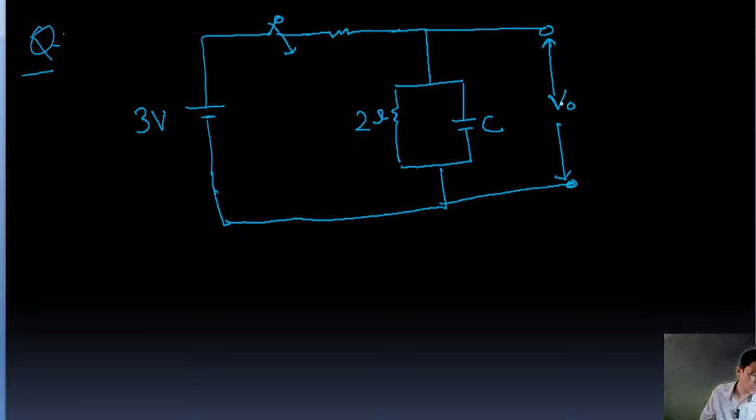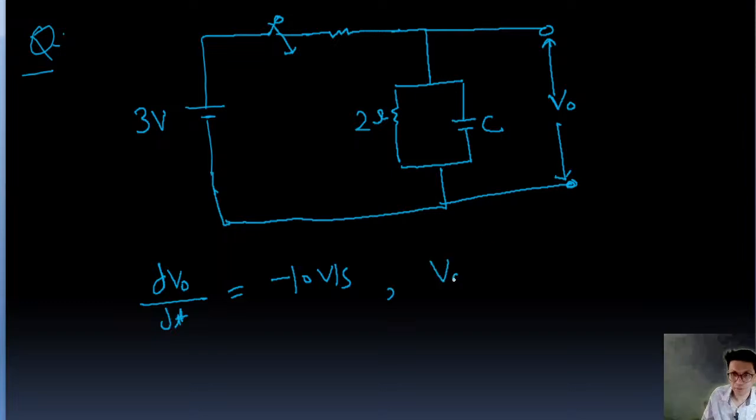Okay, so we have been given dV naught upon dt, this is V naught, guys. This value is given, that is minus 10 volt per second, and we have also been given the value of V naught, which is a function of t. It is given as 2 volt, and we have to find out the capacitance C. Okay, so this is the question. So we are going to solve it.